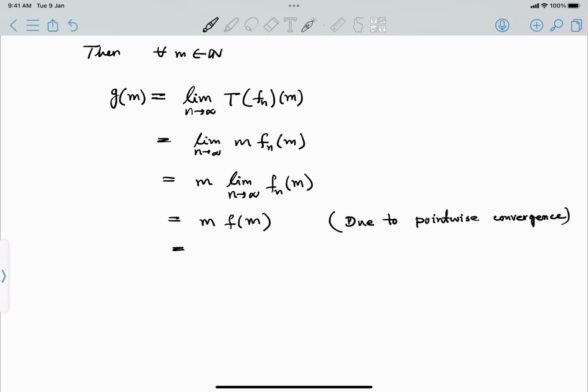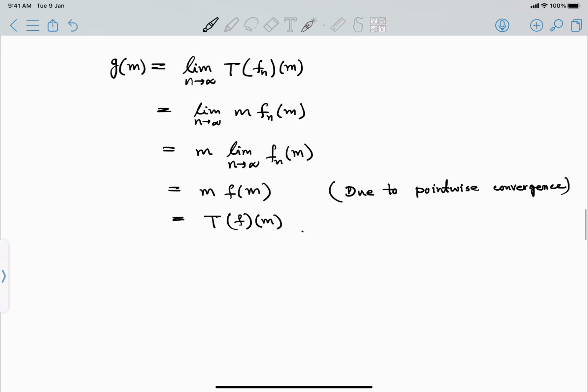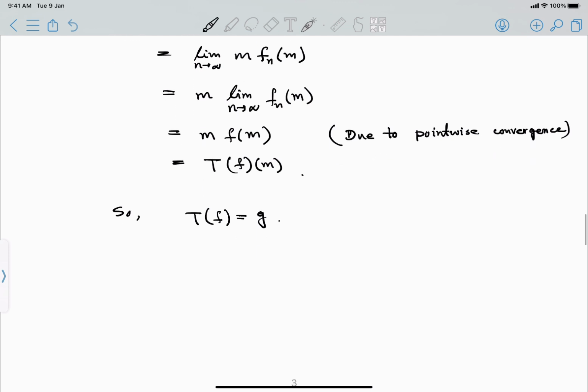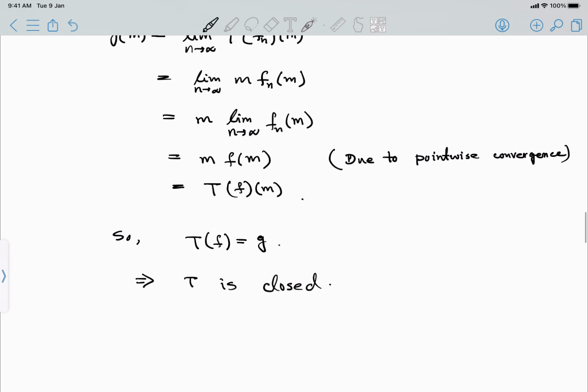And what is m fn? This is again t of fm. And this is true for all m in n, so therefore t of f is g. So that we have to show, which implies t is closed. Okay, so you have shown that t is closed operator.